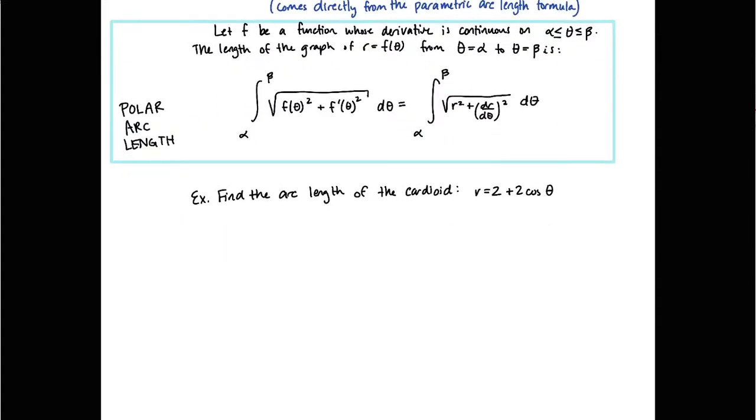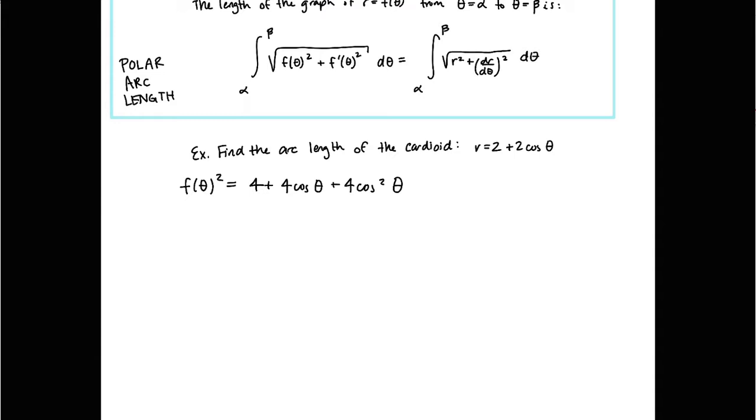Okay. So the arc length of the cardioid, 2 plus 2 cosine theta, is our first example. We will compute what is f of theta squared. It would be 4 plus 8 cosine theta plus 4 cosine squared theta. And then what is f prime of theta? It would be negative 2 sine theta. So then f prime of theta squared is going to be 4 sine squared theta.